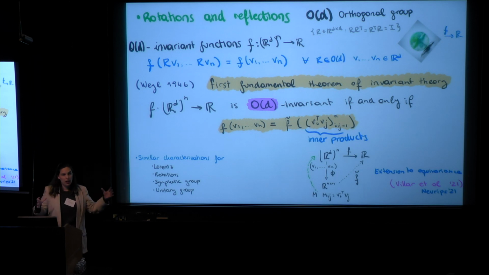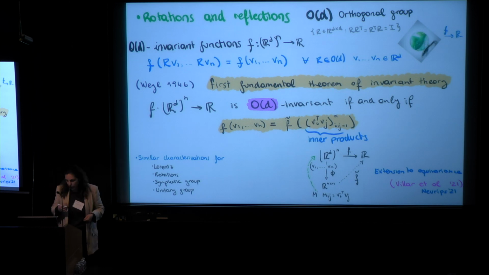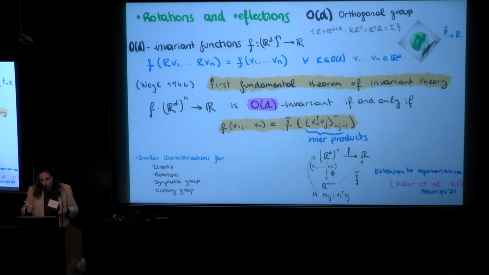Any function that you can write in terms of the inner products of the input vectors is invariant with respect to orthogonal transformations. That is kind of obvious, because if you take the pairwise inner products, then that is invariant with respect to orthogonal transformations. So a function of the inner products is going to be invariant. And then the fundamental theorem of invariant theory tells you that those features are sufficient to write any function that is invariant with respect to orthogonal transformations. That is for the orthogonal transformations.